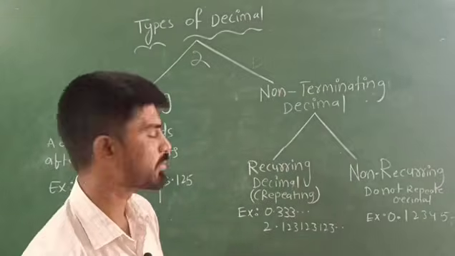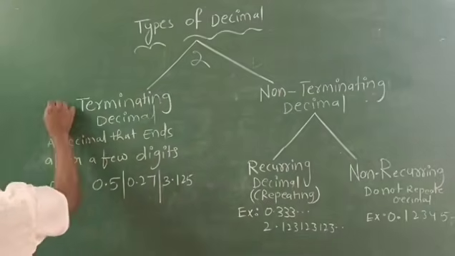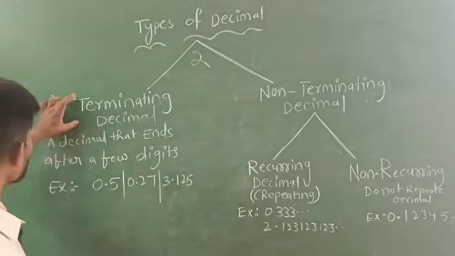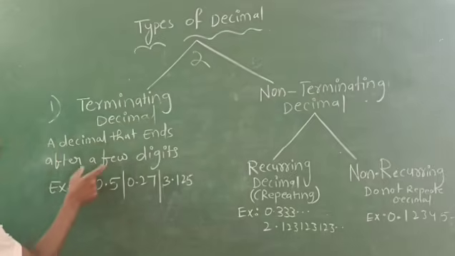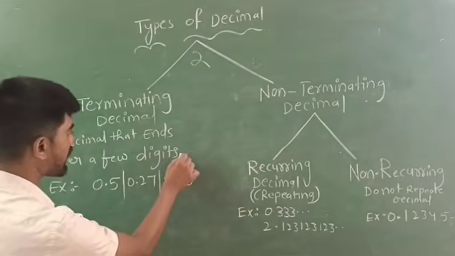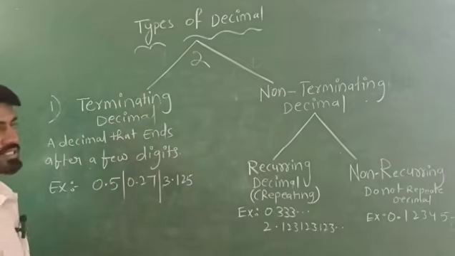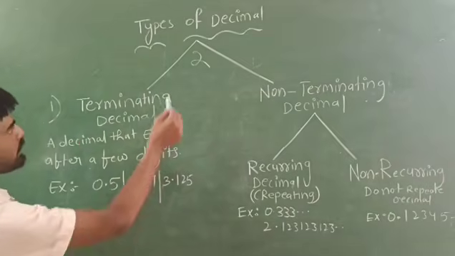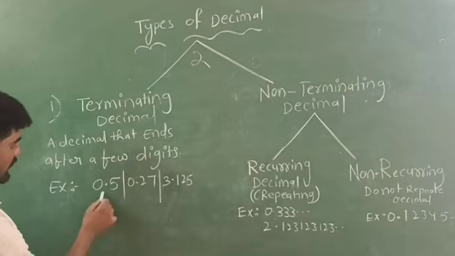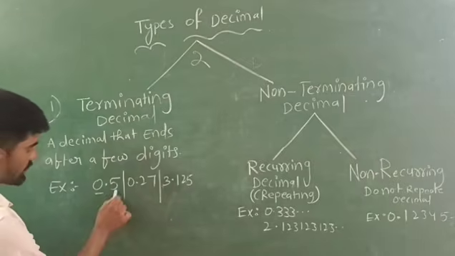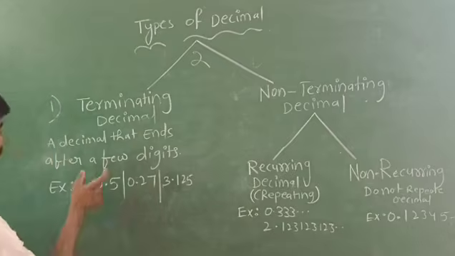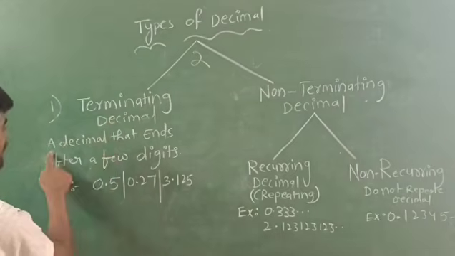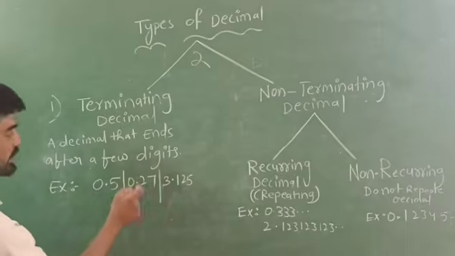Terminating and non-terminating decimals. First of all, the terminating decimals. Terminating decimals: the definition is a decimal that ends after a few digits, then it is called a terminating decimal. Generally a decimal has two parts. One is an integral part or whole part, another one is a fractional part. Suppose I am taking 0.5, which is a one-digit decimal number. According to the definition, a terminating decimal means a decimal that ends after a few digits.